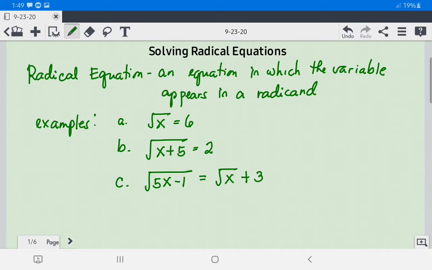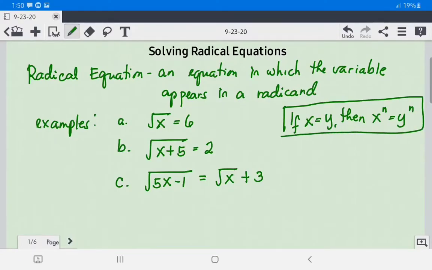And also, in solving a radical equation, we can use the fact that if two numbers are equal, then their squares are also equal. So, in symbols, if x is equal to y, then x raised to n is equal to y raised to n. We call this the principle of powers.